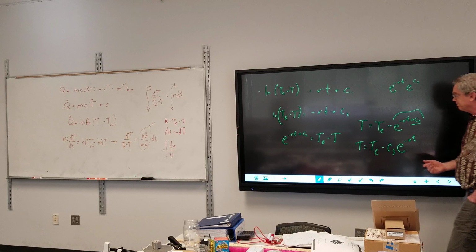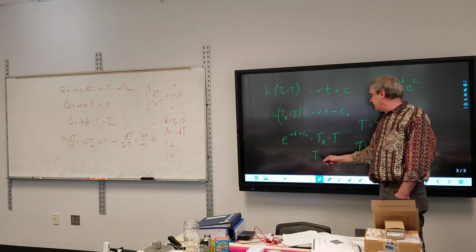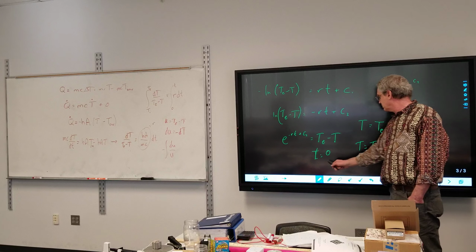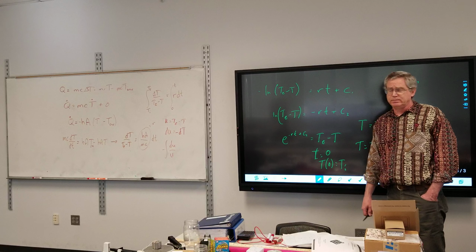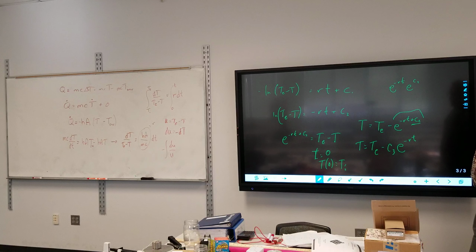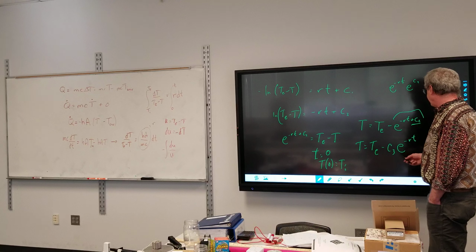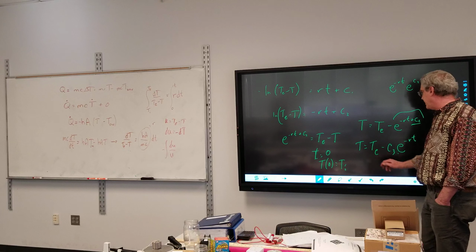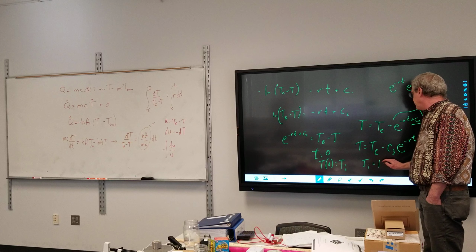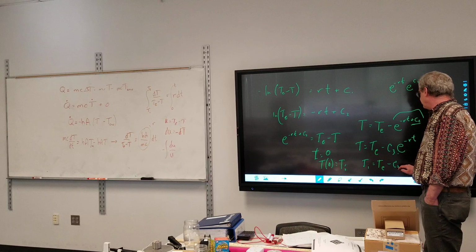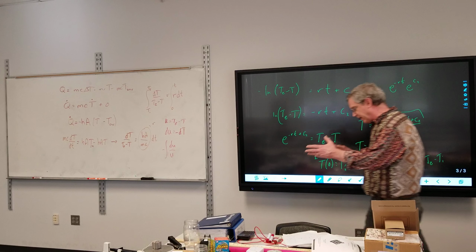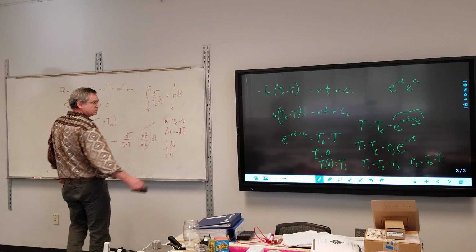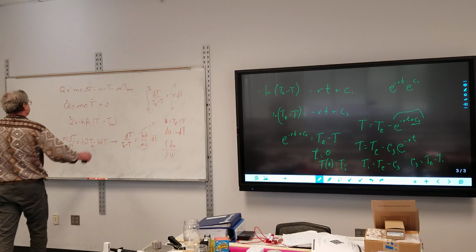So let's do a little plug and chug here. I know that when time is equal to 0, the temperature at time 0 is equal to whatever the initial temperature of the probe is. So if I plug in 0, this becomes 1, and so I get initial temperature is equal to the environmental temperature minus C3. So C3 is just TE minus TI. Just the difference in the initial temperature of the probe and the environment.